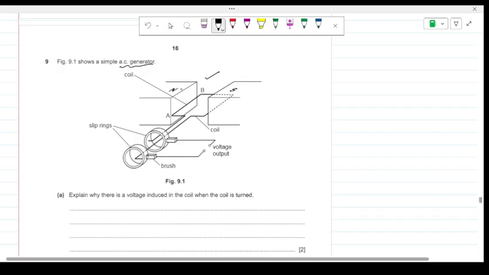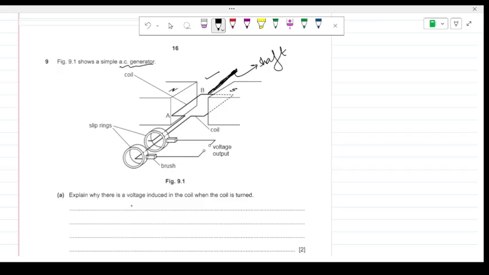Okay, moving on to question number 9. Question number 9 says the figure shows an AC generator. Explain why there is voltage induced in a coil when the coil turns. A coil is turned by a shaft by any means of source. So the shaft should be present over here. This is the shaft, and the shaft is moving by any means. For example, you are moving a shaft, so you can rotate the coil.